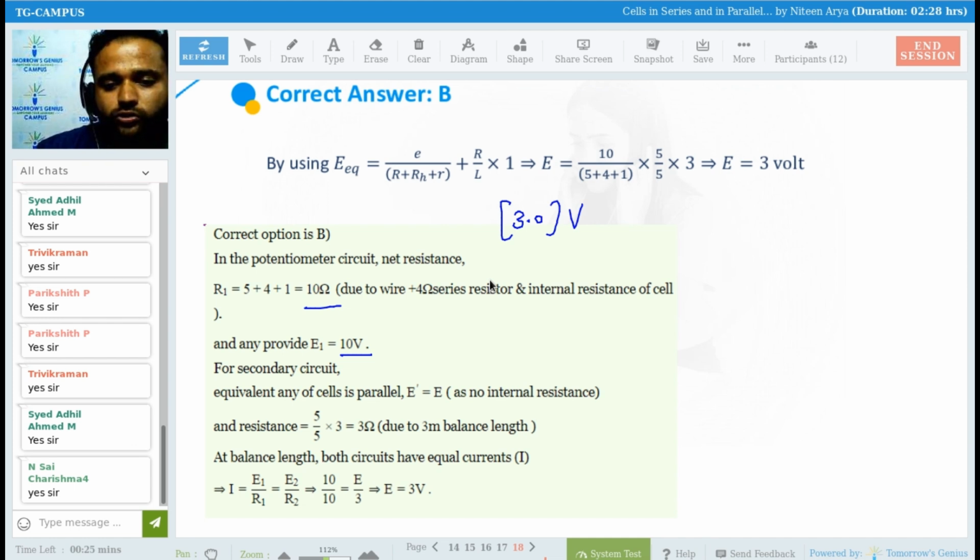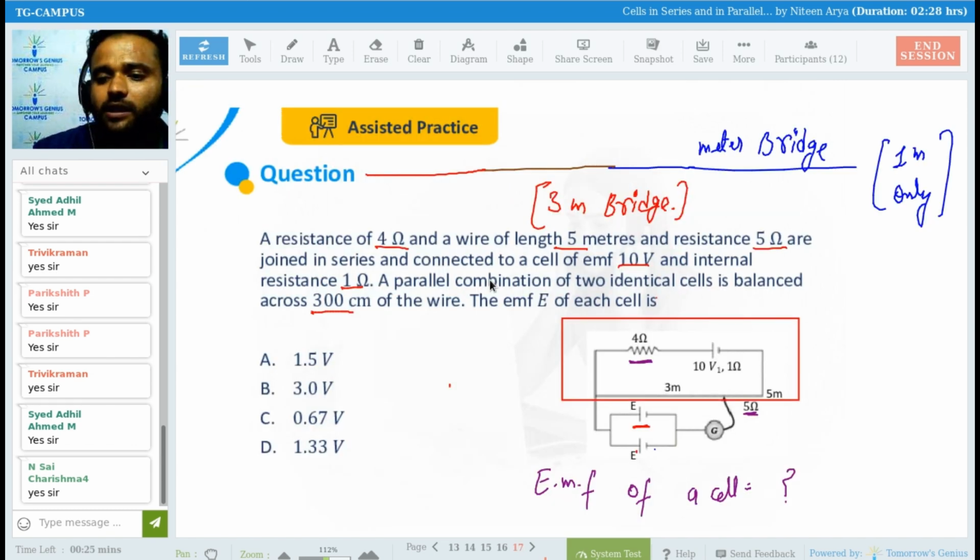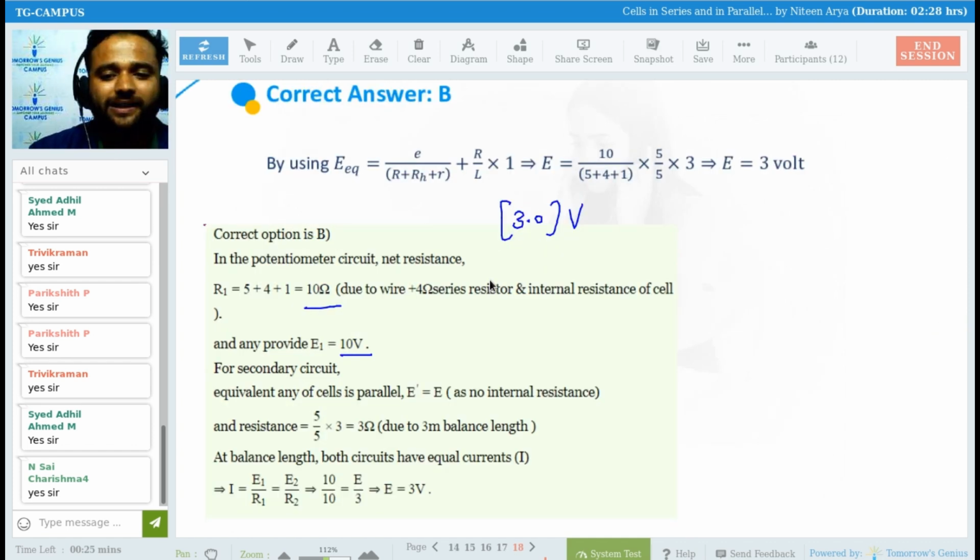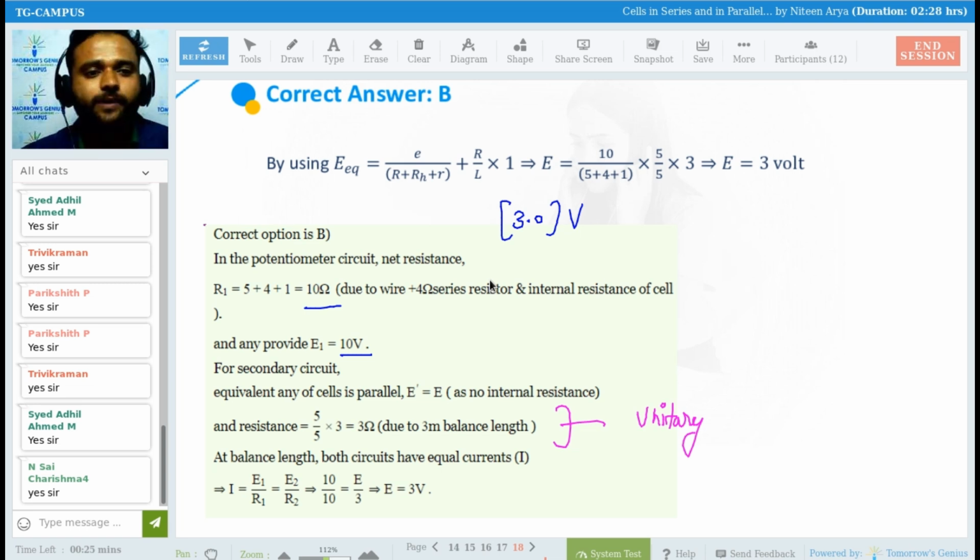What is the meaning of this? Due to the 3 meter balance length: the resistance of the whole 5 meter length is 5 ohm, so resistance per unit length is 1 ohm. So 1 meter length has 1 ohm, and then 3 meters have 3 ohm. As simple as that. Unitary method. If you are confused about what the unitary method is, it means if you can buy 20 pencils for 40 rupees, how much is the cost for 5 pencils or 2 pencils? That is known as the unitary method.